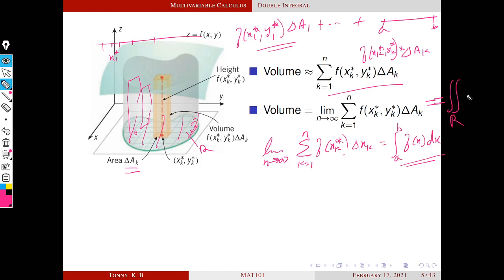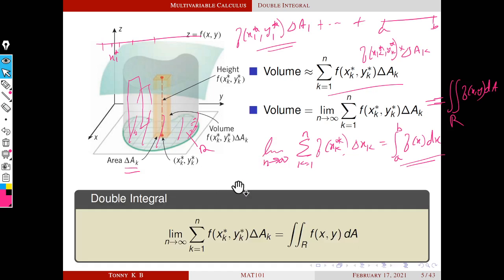Okay, and what about the function? Here f of xk star becomes f of x. So here f of xk star, yk star becomes f of x, y. You got it? And what about delta ak? Here delta xk becomes dx. So what about delta ak? That becomes dA. Okay, so this is the integral notation of this infinite sum.